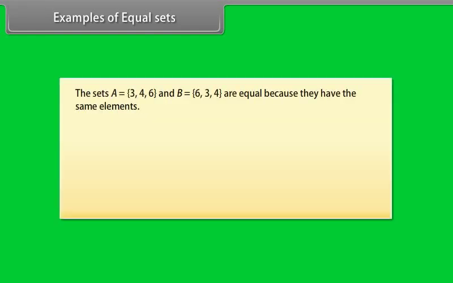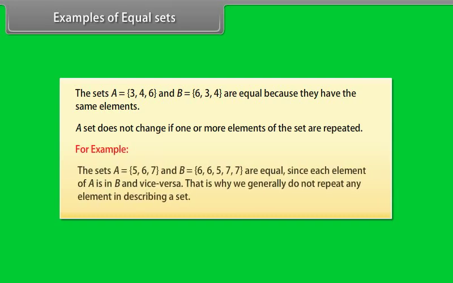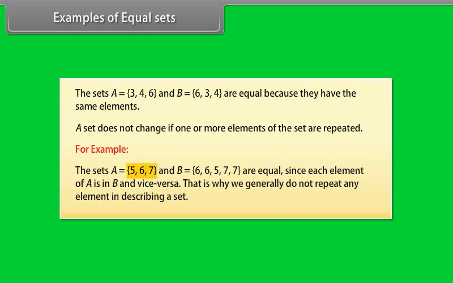Examples of equal sets. The sets A is equal to {3, 4, 6} and B is equal to {6, 3, 4} are equal because they have the same elements. A set does not change if one or more elements of the set are repeated. For example, the sets A is equal to {5, 6, 7} and B is equal to {6, 6, 5, 7, 7} are equal since each element of A is in B and vice versa. That is why we generally do not repeat any element in describing a set.